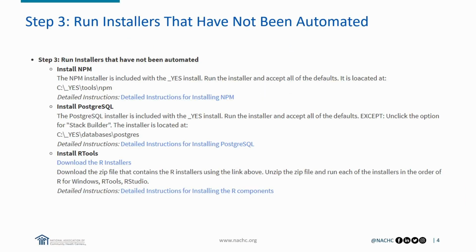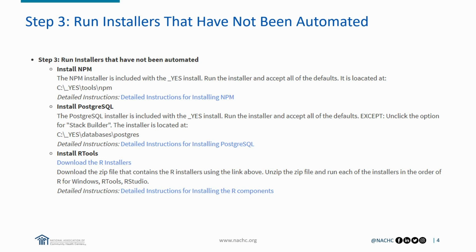Step 3. Step 3 is to run the installers that have not been automated. For various reasons, these install processes were difficult to automate, and so we decided to just have the user run them manually. So there's 3 of them. There's RTools, PostgreSQL, and NPM, starting from the bottom up. We're going to install the RTools first because that installer needs to be downloaded from the web, from our documentation page. We're going to then install NPM and PostgreSQL.